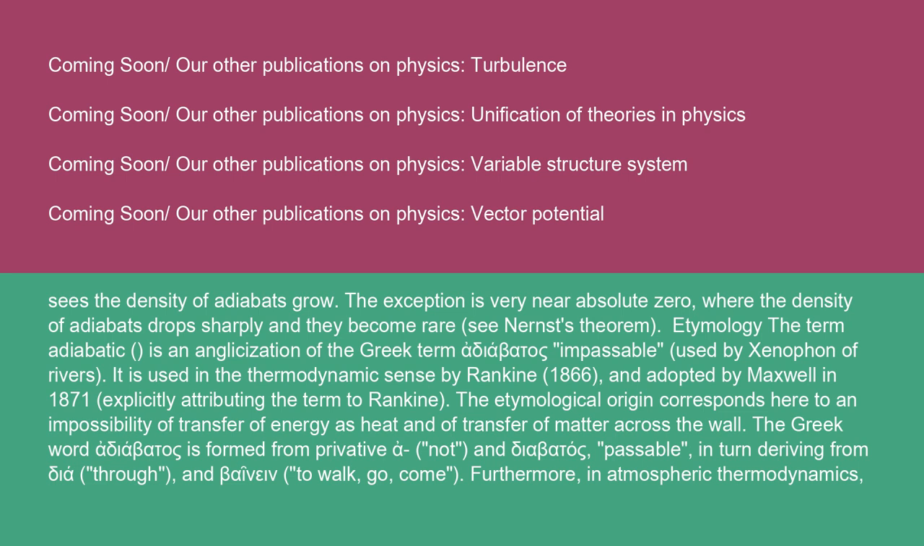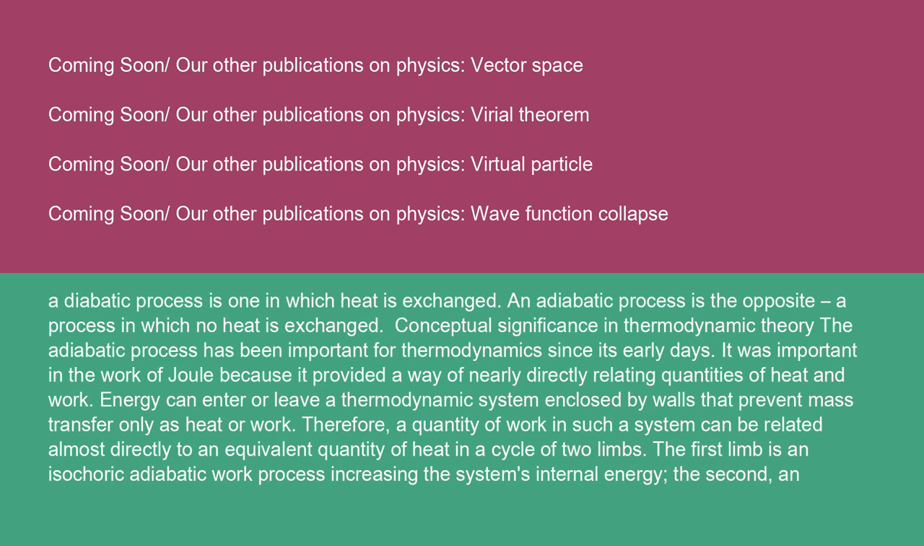Etymology: the term adiabatic is an anglicization of the Greek term, meaning impassable, used by Xenophon of Rhodes. It is used in the thermodynamic sense by Rankine, 1866, and adopted by Maxwell in 1871, explicitly attributing the term to Rankine. The etymological origin corresponds here to an impossibility of transfer of energy as heat and of transfer of matter across the wall. The Greek word is formed from a privative, not, and a word meaning passable, in turn deriving from a word meaning through and a verb meaning to walk, go, come. Furthermore, in atmospheric thermodynamics, a diabatic process is one in which heat is exchanged.